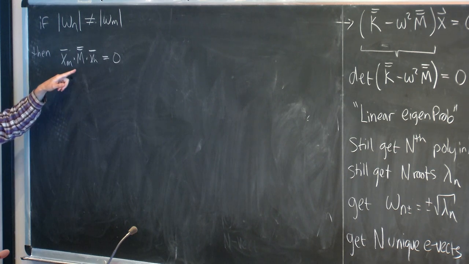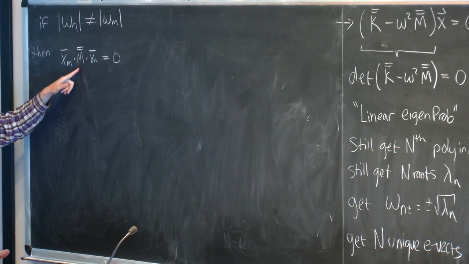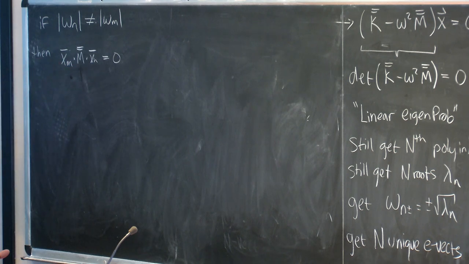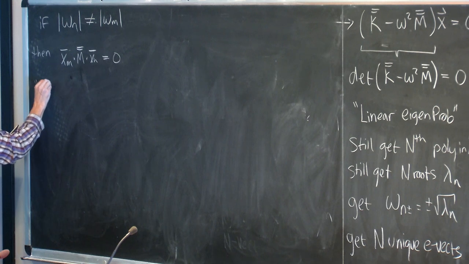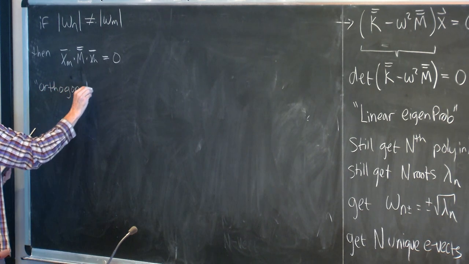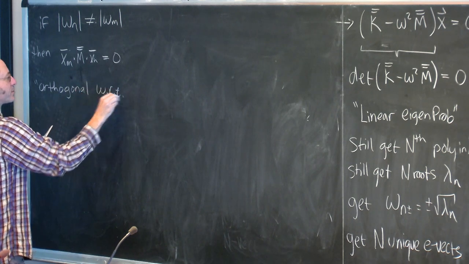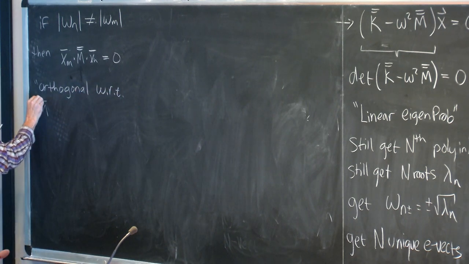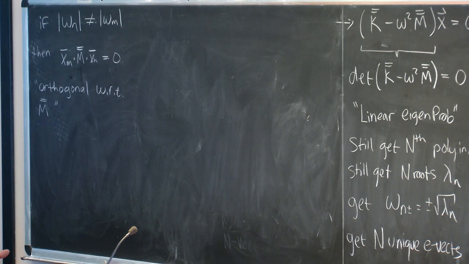This is what's called orthogonal with respect to a certain measure. If you like, this is setting the metric of the vectors that we should use in calculating their dot product. So the eigenvectors are still orthogonal with respect to the mass matrix M. And this is, I think, very well known in a lot of fields of wave physics.